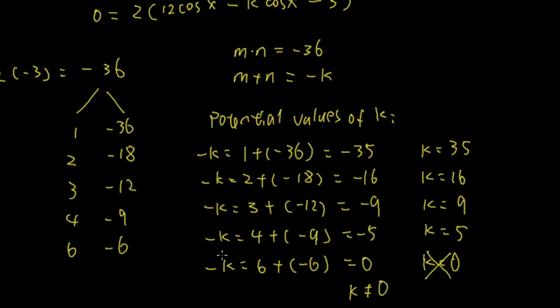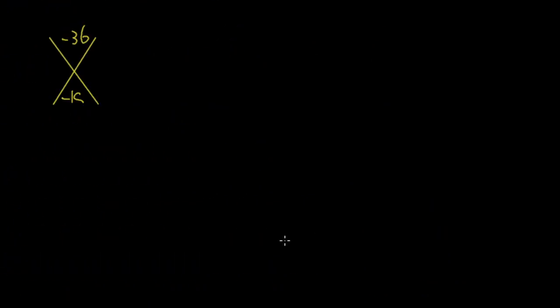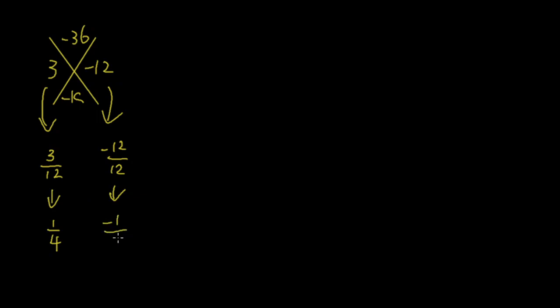Next pair. Let's draw the x chart again. Negative 36 and negative k. Now the next pair is 3 and negative 12. So you have 3 and negative 12. Again, divide each of these numbers by the leading coefficient 12. So 3 over 12, and then negative 12 over 12. And then write these in their simplest form. That would be 1 over 4, and negative 1 over 1.